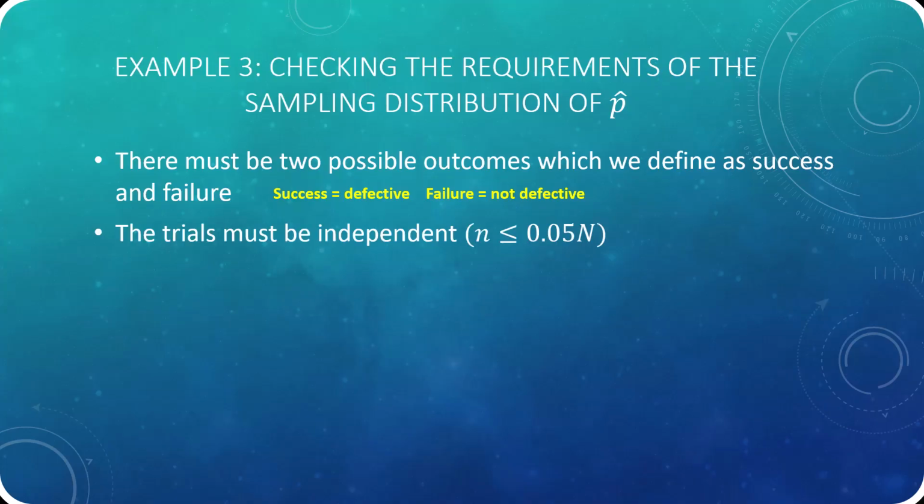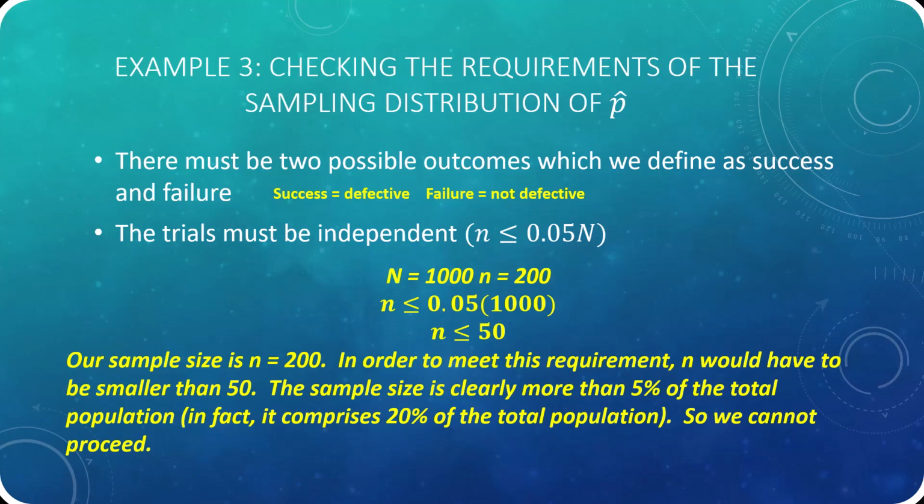something you want. So first of all, the trials have to be independent, and the way we achieve this is to say that our sample is less than or equal to 5% of the total population. So our total population we are given is 1,000. They make 1,000 widgets a month, and our sample size is 200. Well, what is 5% of 1,000? Well, 5% of 1,000 is 50. So 200 is too big. 200 is more than 5% of our population.